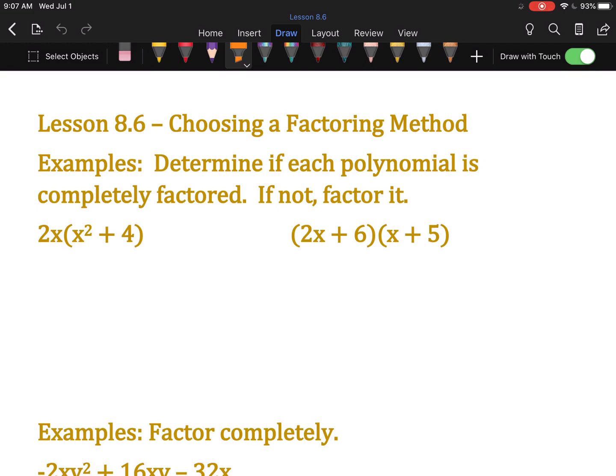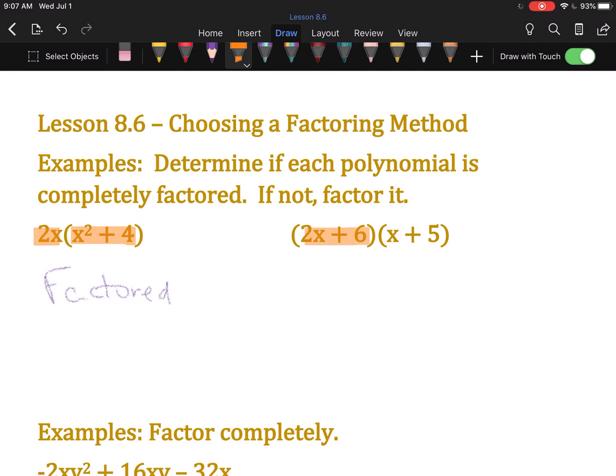There are two terms in this first example, 2x and x squared plus 4. 2x is a monomial. We can't factor a monomial. And x squared plus 4 has nothing in common, and it's not a difference of perfect squares. That is a sum of perfect squares, which is nothing. There's no pattern. It doesn't do anything. This is factored. There's nothing we can do to it.